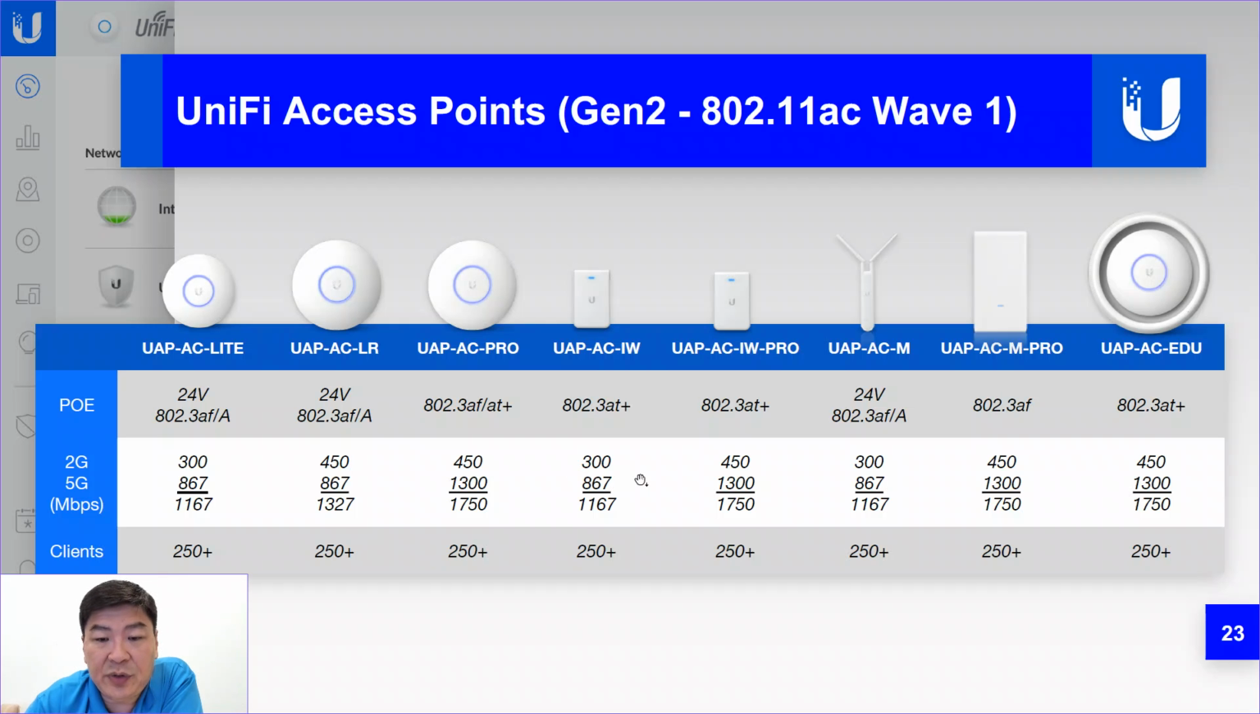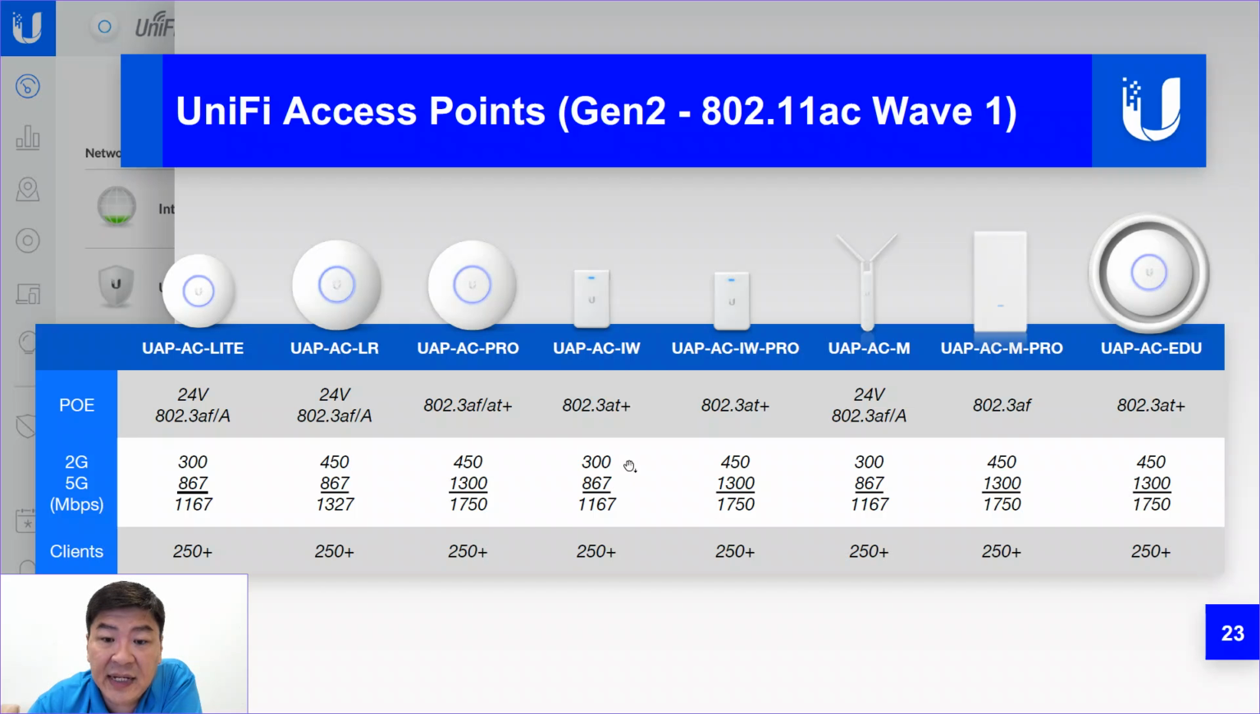Okay, next you have your in-wall unit. So they have the UAP AC in-wall. The power to use for this unit is 802.3at. When you say AT, it requires 30 watts of PoE power. Now speed wise, the access point is operating at the same speed as an AC Lite.